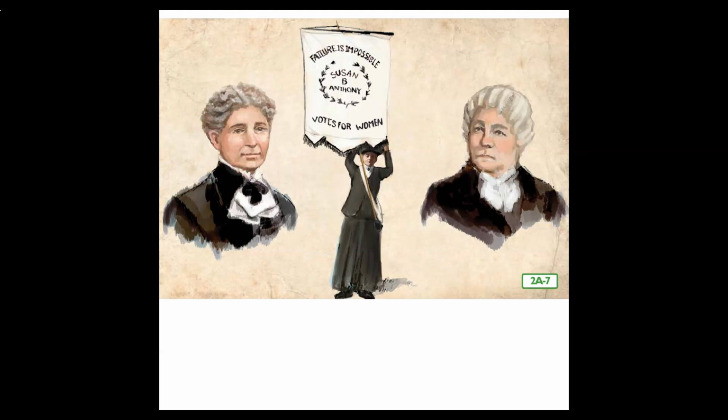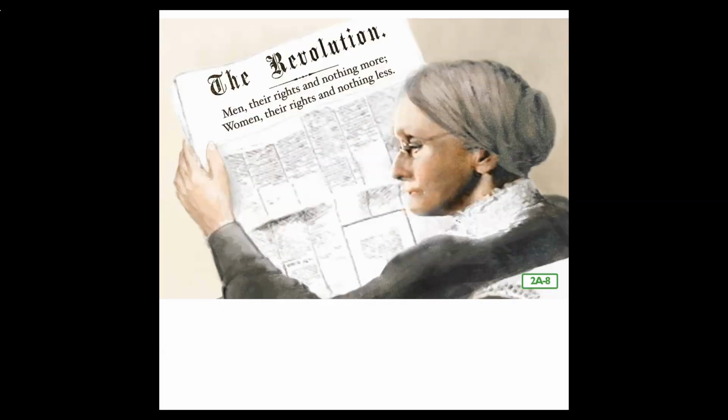Women like Susan, who campaigned against these laws, became known as suffragists, or people who fought for women's suffrage. So remember, suffrage is the right to vote. So they wanted to make sure that women got the right to vote just like men. Susan became secretary of the American Equal Rights Association. She traveled all over the country by wagon, carriage, and train, speaking for women's suffrage.